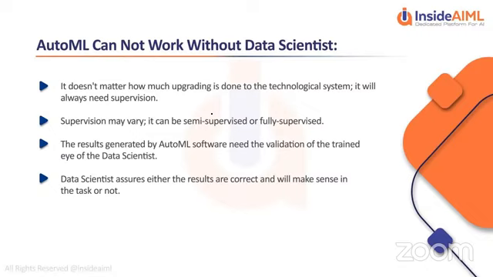As we just saw, they are not close to human-level insights. Therefore, they cannot work without supervision. Supervision may vary. It can be semi-supervised or fully supervised, but no supervision is not allowed at all. Whatever results I get from the AutoML should pass through a data scientist.